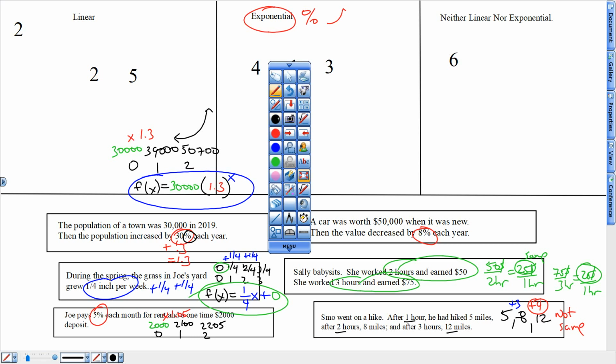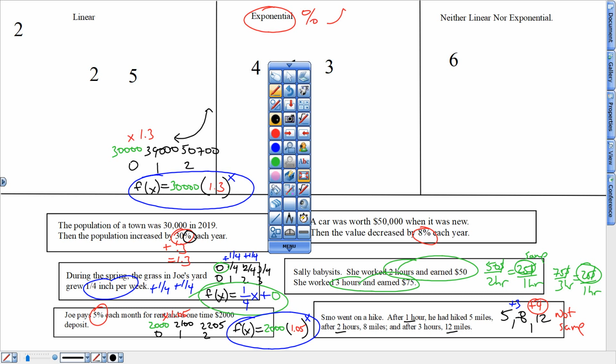So here we go. My equation is that green 2,000 times, in parentheses, that 1.05. Close that parenthesis. Put that x right there. Exponential. All right. I'm going to do one more.